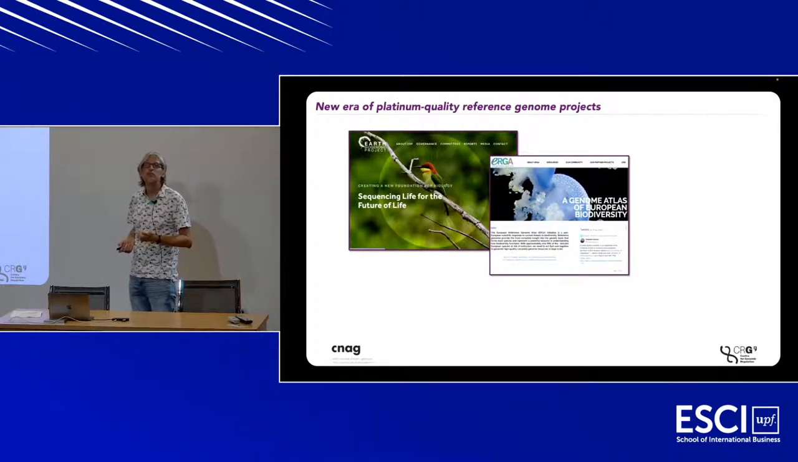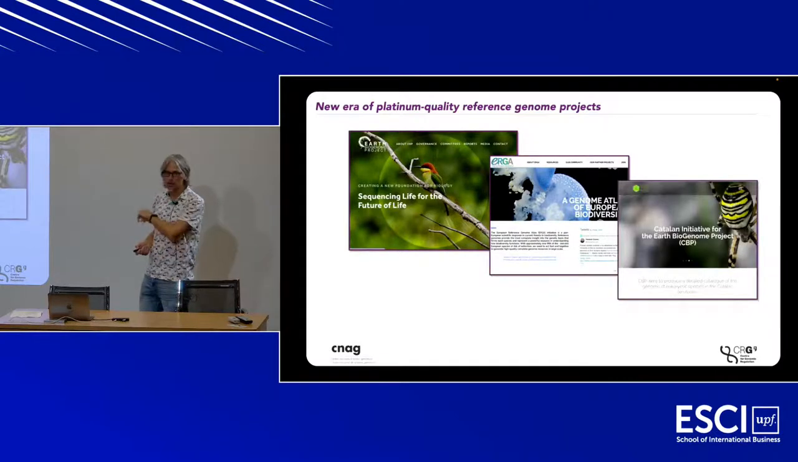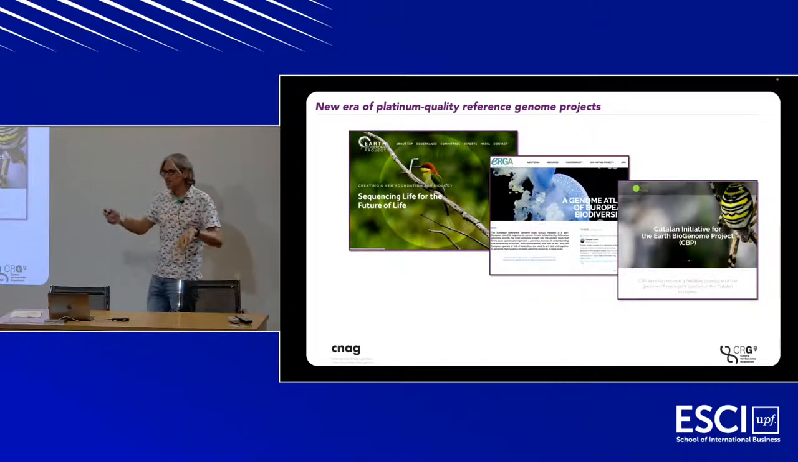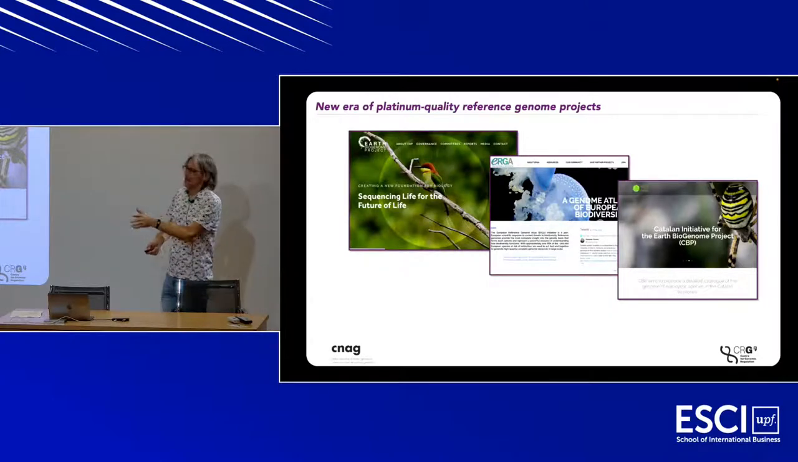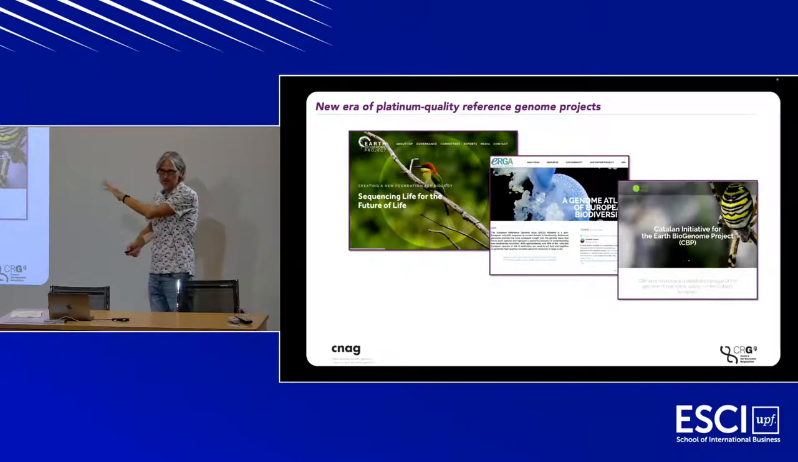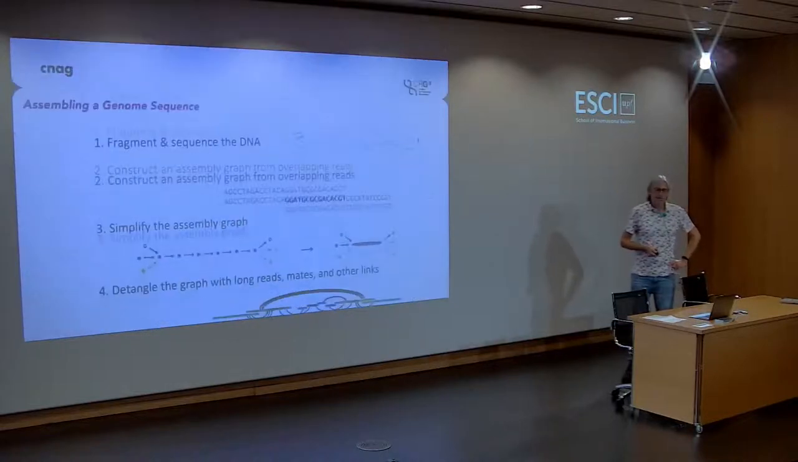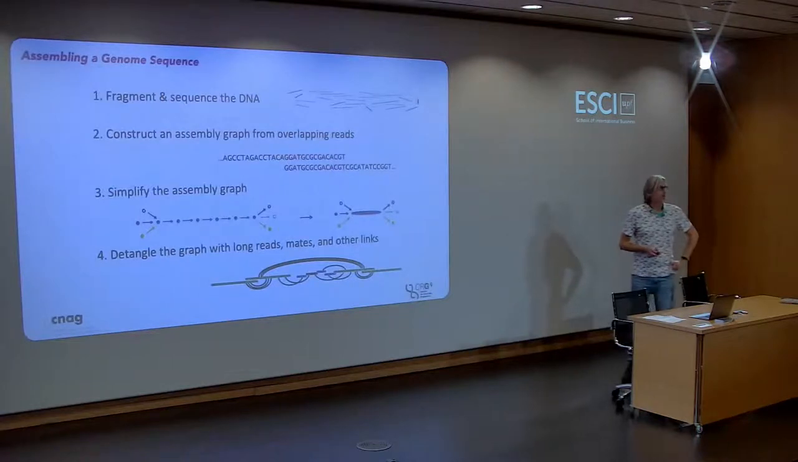At the European level, we belong to something called the European Reference Genome Atlas. And this is essentially a European node of the Earth BioGenome Project. And then at the more local level, we have the Catalan Biogenome Project to sequence all the species in Catalonia. We're nowhere near sequencing all the species. We're starting with dozens or hundreds. So far, on the order of 1,000. And at the CNAG, really just dozens at the moment.